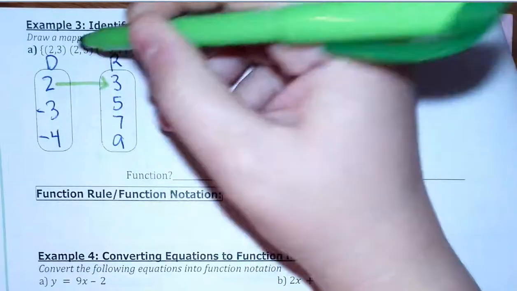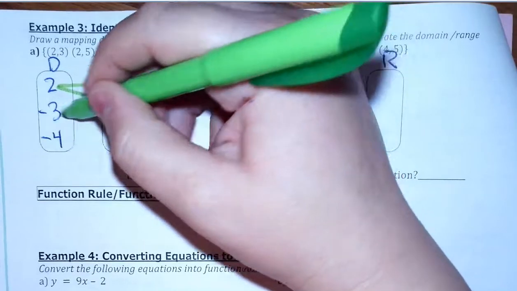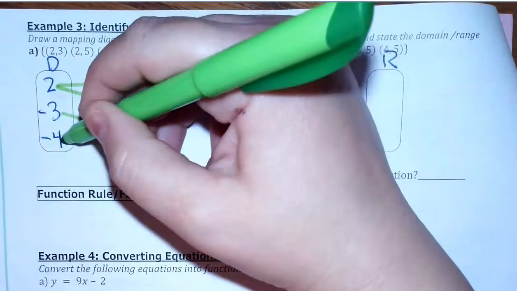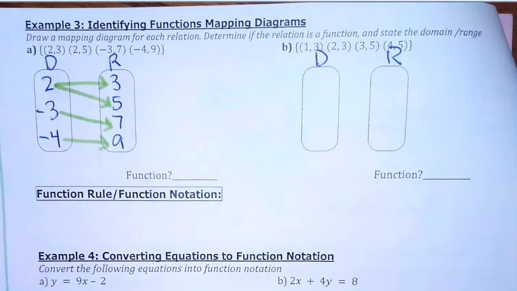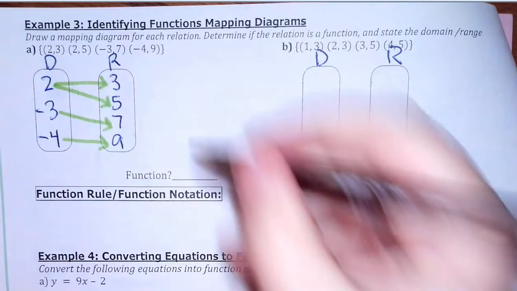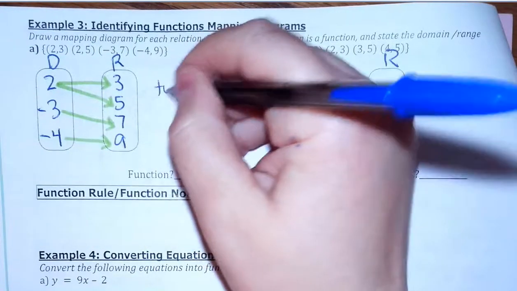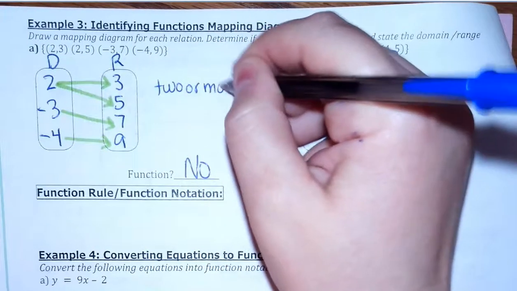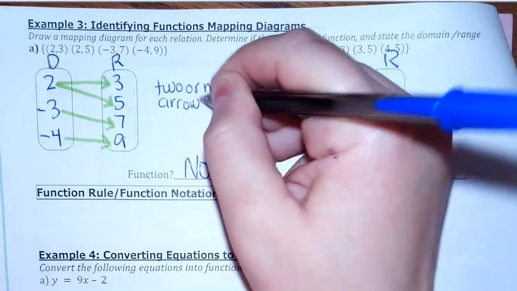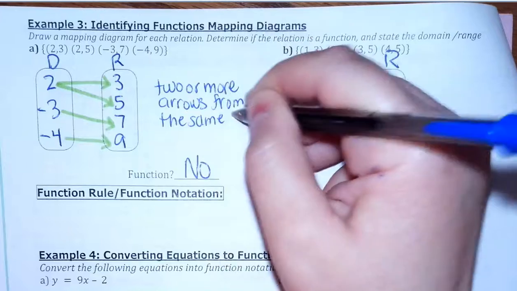The next point is 2, 5. The next point is negative 3, 7. And the final point is negative 4, 9. Now, what you're looking for here is visually, if you didn't have a list of the points, if you're just looking at the mapping diagram, is this a function or not? This guy, definitely not. What you're looking for is 2 or more arrows from the same domain value, which I have there with the 2.